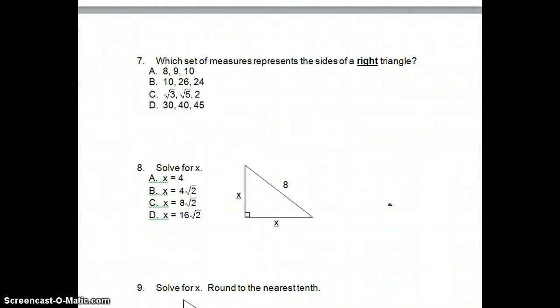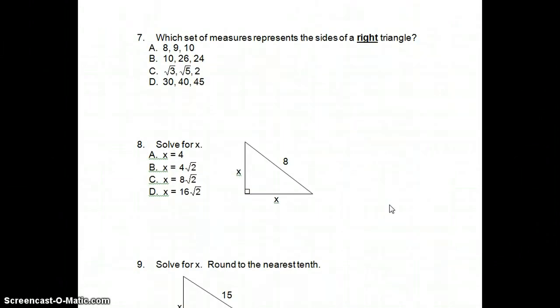Number 7. Which set of measures represents the sides of a right triangle? For it to be a right triangle, it has to fit a squared plus b squared equals c squared. So we're going to just plug these in until we find one that works. Let's start with 8 squared plus 9 squared equals 10 squared. If you plug 8 squared plus 9 squared into your calculator, you'll get 145. So 145 is right here, and 10 times 10 is 100. Those two are not equal, so A is not our answer.